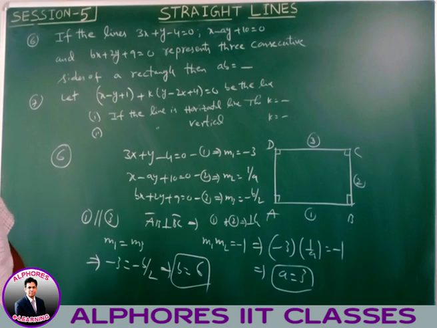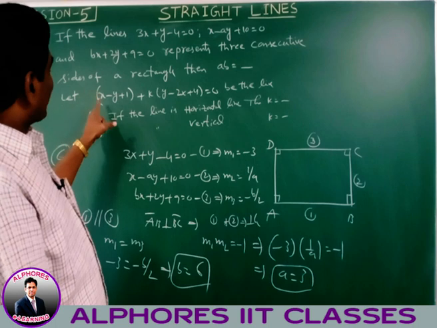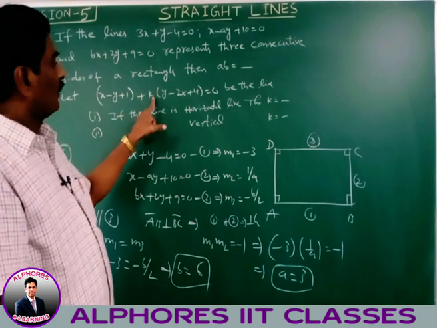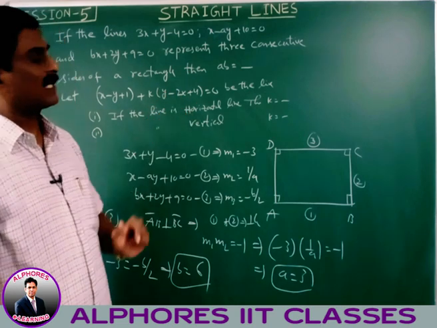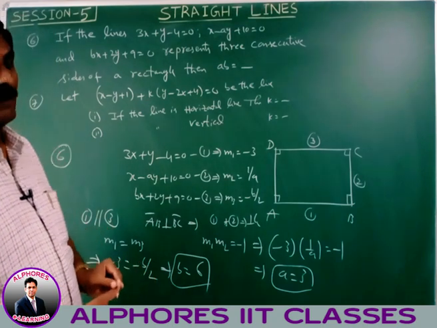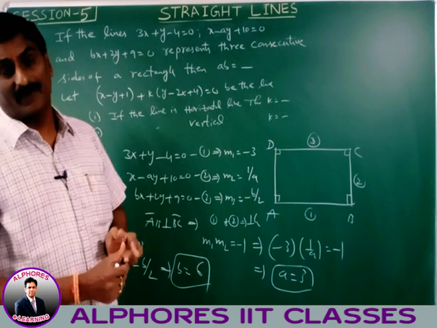Seventh one. Let (x minus y plus 1) plus k(y minus 2x plus 4) equal to 0 be a line. First one: if the above line is horizontal line, what is the value of k?